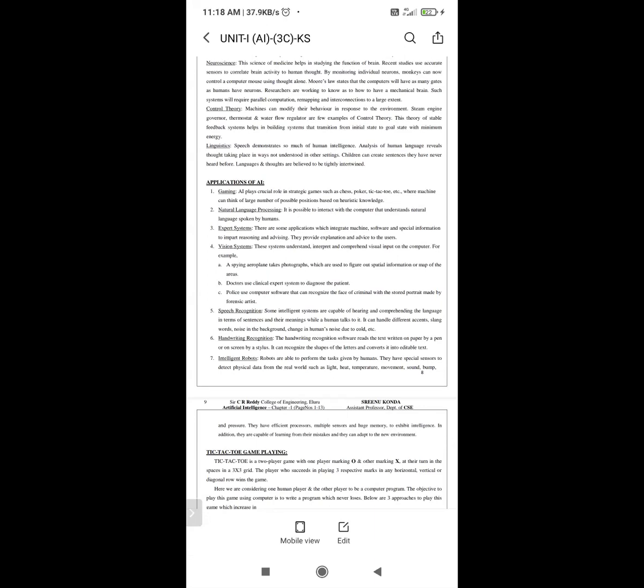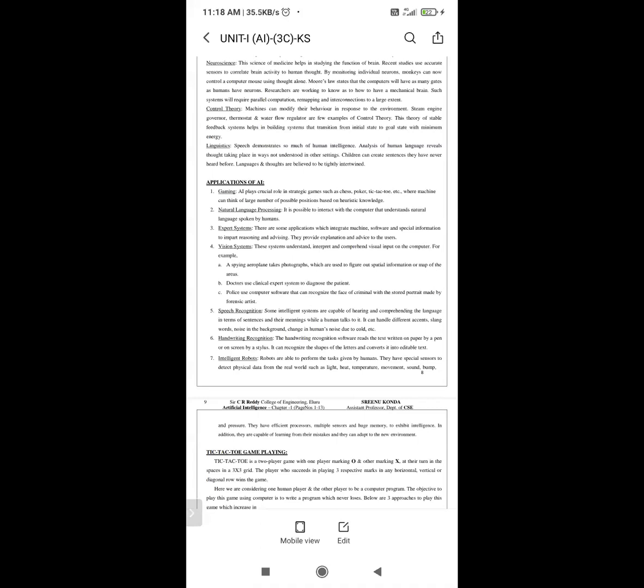Based on the knowledge that has been provided to the system, it is going to take the decisions on its own. Here the machine can think of a large number of possible positions based on heuristic knowledge. That means by searching for a particular thing, it is going to take the decision. Right, so that is the first one.